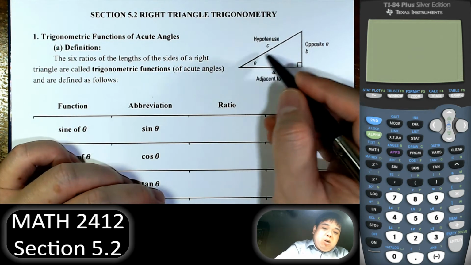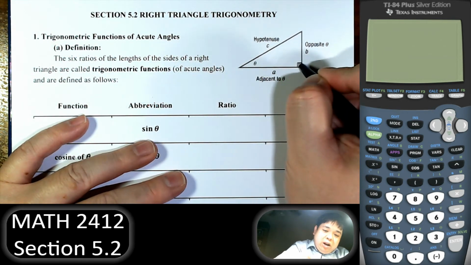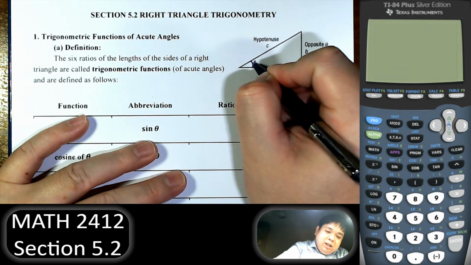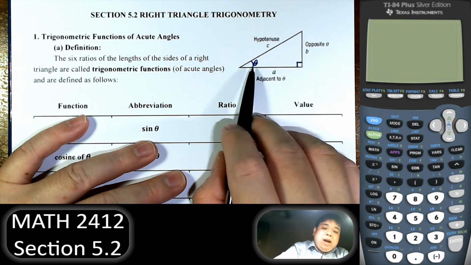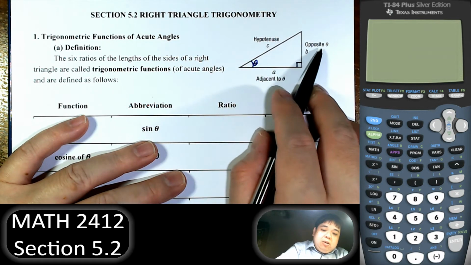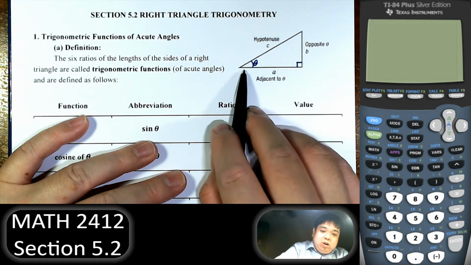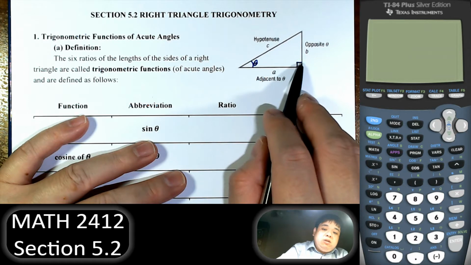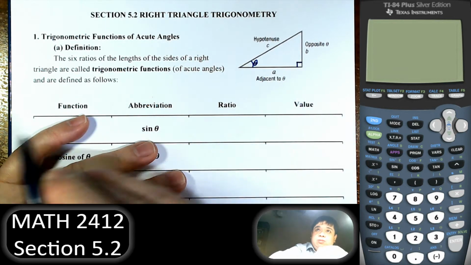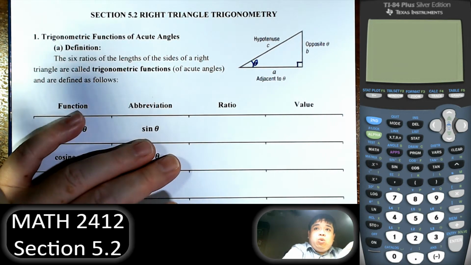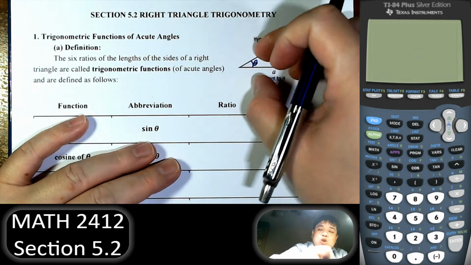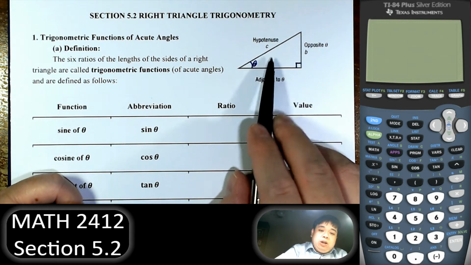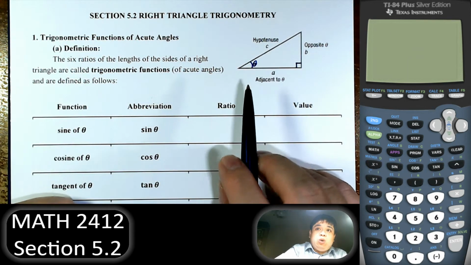First we have a right triangle, and let this angle be theta. With respect to this angle, we have the side opposite to this angle, the side adjacent to this angle, and the hypotenuse, which is the longest side, opposite of the right angle. Since we have three sides and we take two of them and divide one by the other, there will be 6 ratios in total.